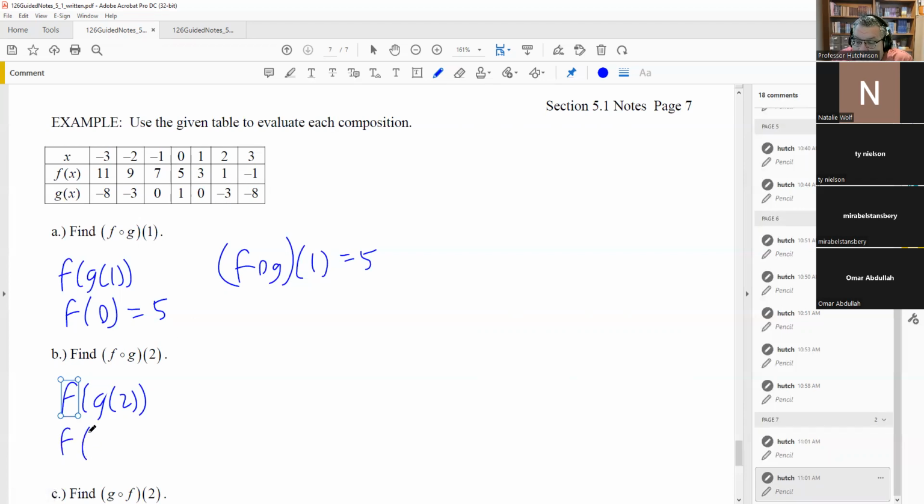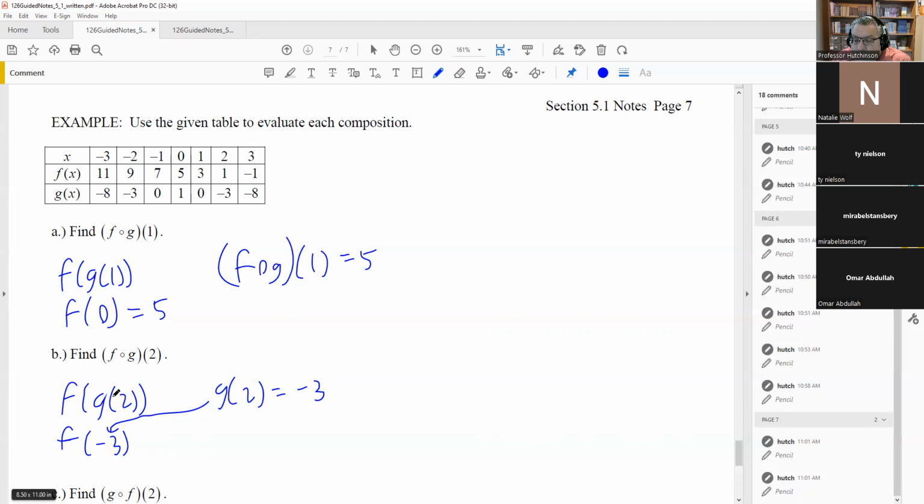So I want to find g of 2 first. Let me show you the intermediate step on that first. So g of 2 is equal to -3. And so then I can find f of -3. So now this is going to go into here. I'm just showing you that intermediate step. I didn't do that for the one above, but I'm going to show you that here.